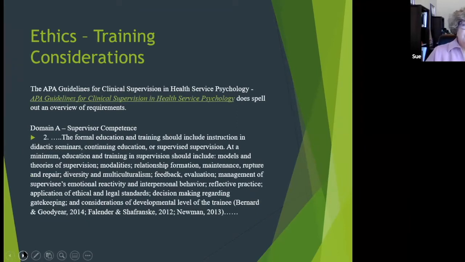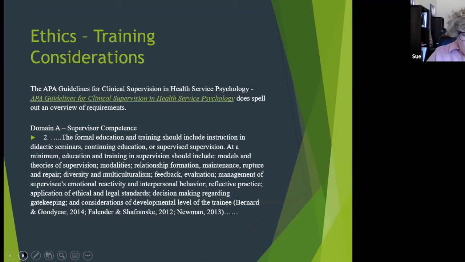For psychologists, under supervision competence, it does talk about formal education and training, and then it lays out what it should include. They get very specific about the different ways that psychologists should consider getting trained in clinical supervision. And as I've said, it's a newer requirement for psychologists in their graduate training that they have a class in clinical supervision.